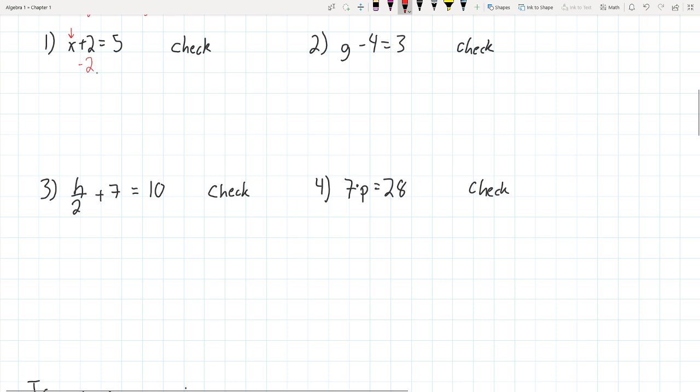Now, you may have heard this in earlier math. If not, that's completely fine. But there's this idea that what we do to one side, we need to do to the other. So if I subtract 2 from the left-hand side, I also need to subtract 2 from the right side. What that leaves me with is x equaling 3.